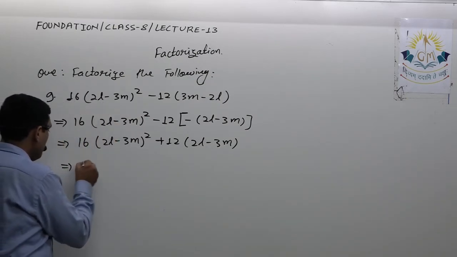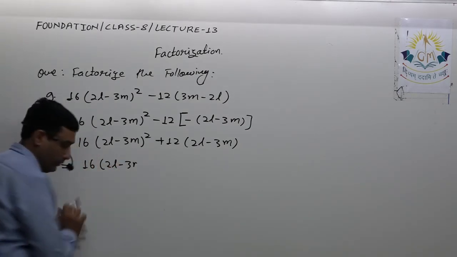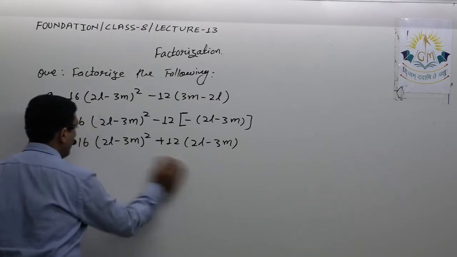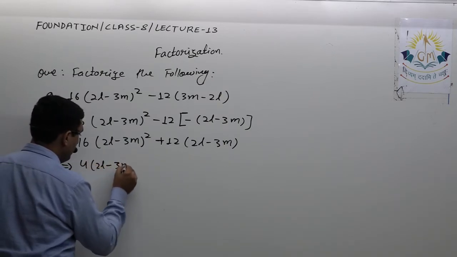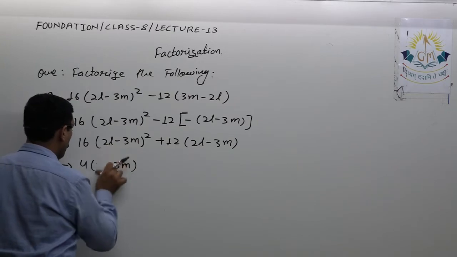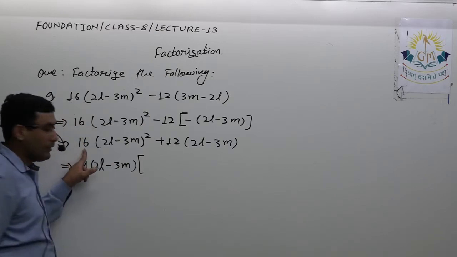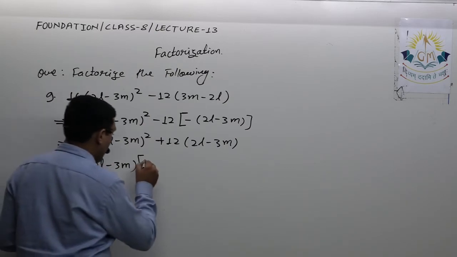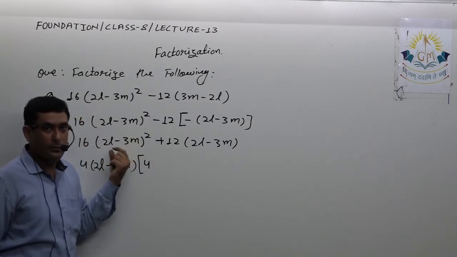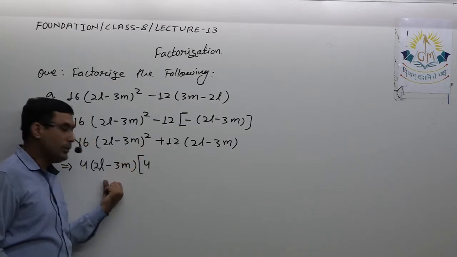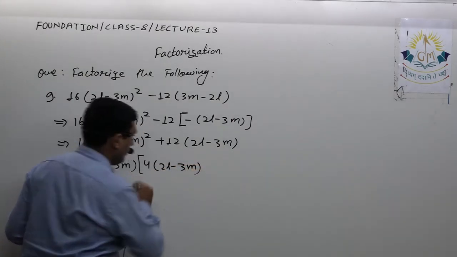So 16, and here I will take 2l minus 3m common. Okay, I have to also take the common numeric value. So actually I will take 4 (2l minus 3m) common. Okay, 4 (2l minus 3m). When I take this common, here it was 16, which is 4 into 4, so I can write 4, and (2l minus 3m) square is there. That means it is (2l minus 3m) into (2l minus 3m). One (2l minus 3m) is taken out, so one (2l minus 3m) will be left over here.